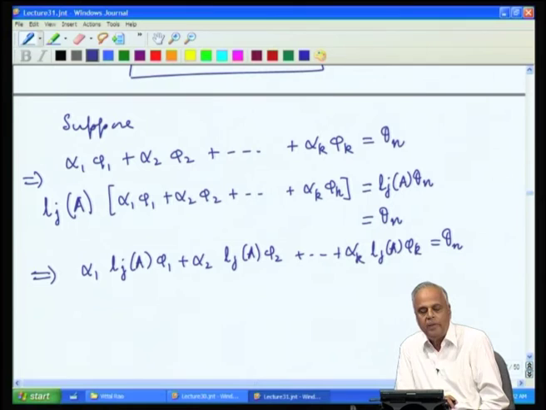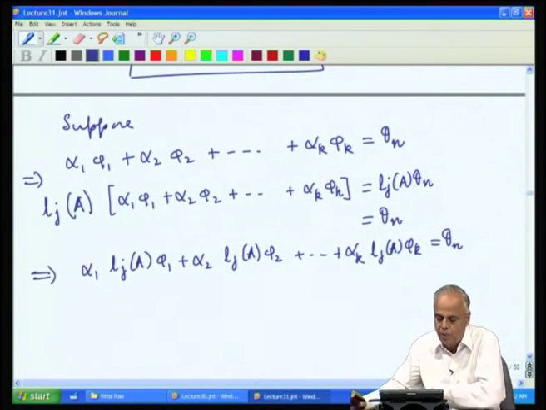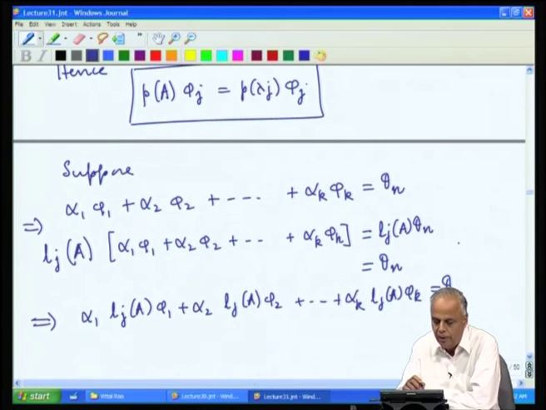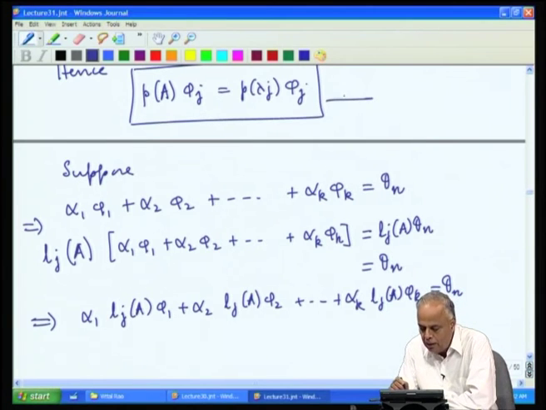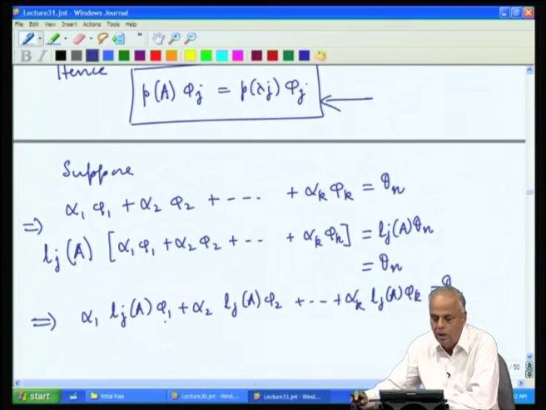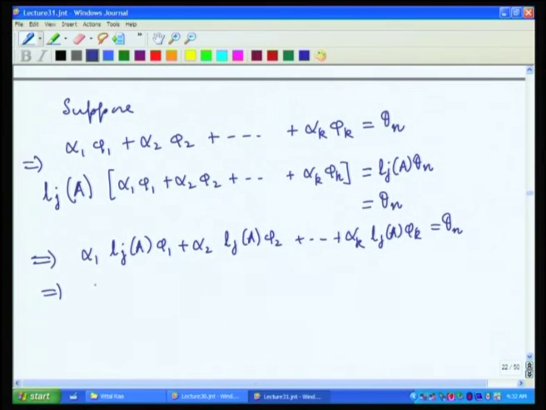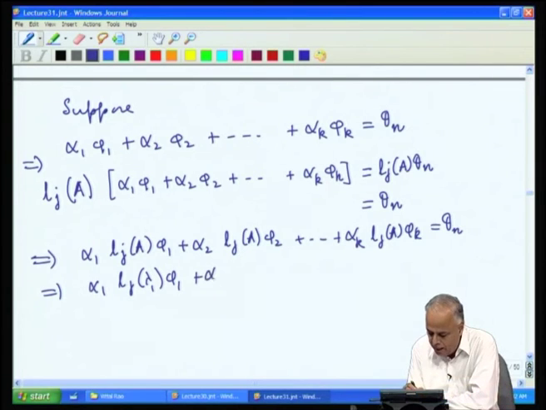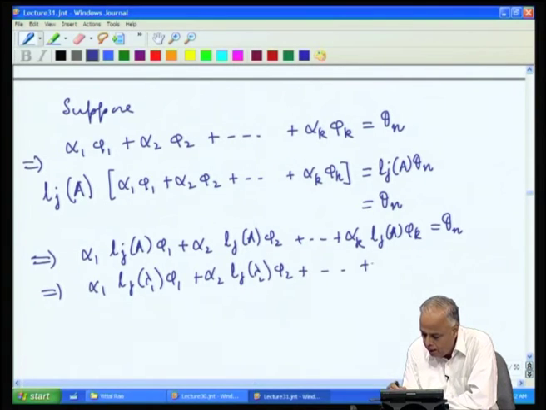Now, phi 1 is an eigenvector corresponding to lambda 1, and we have seen from this fact that for any polynomial P, P(A) phi 1 will be P(lambda 1) phi 1. So, Lj(A) phi 1 will be Lj(lambda 1) phi 1, this will be Lj(lambda 2) phi 2, and so on, up to alpha k Lj(lambda k) phi k, and the sum must be the 0 vector.